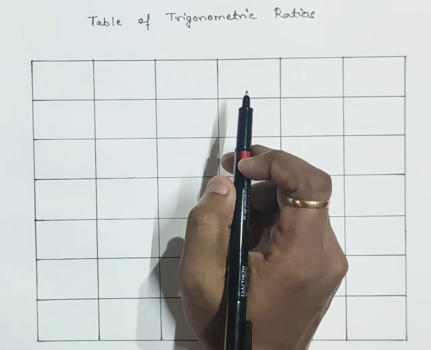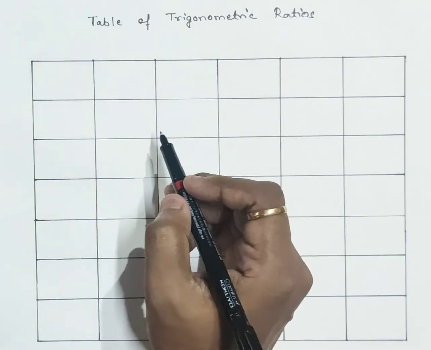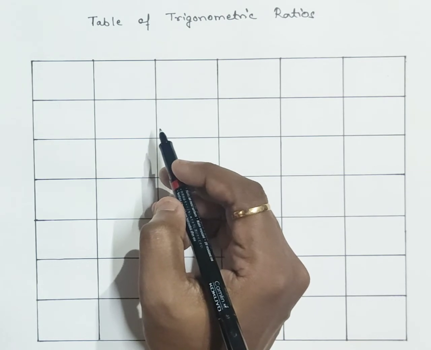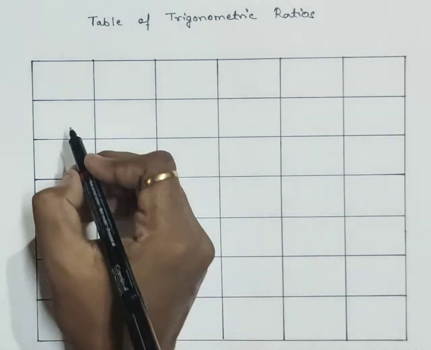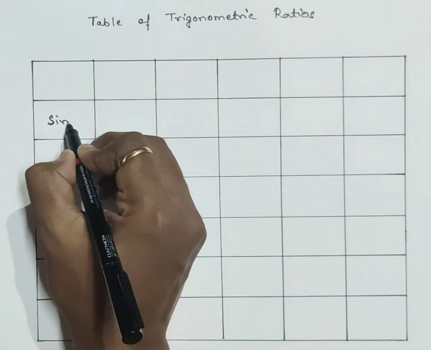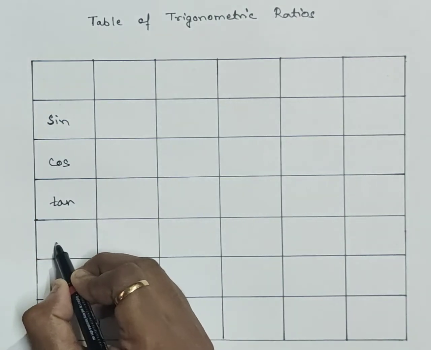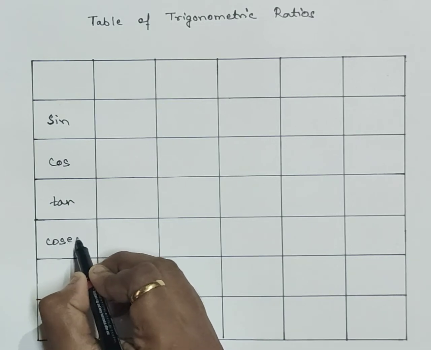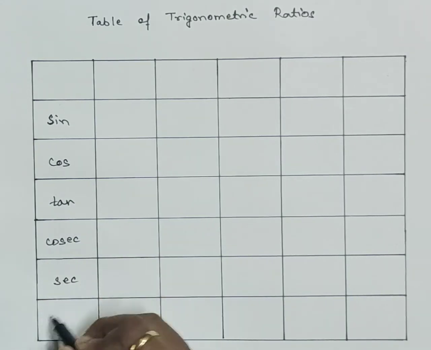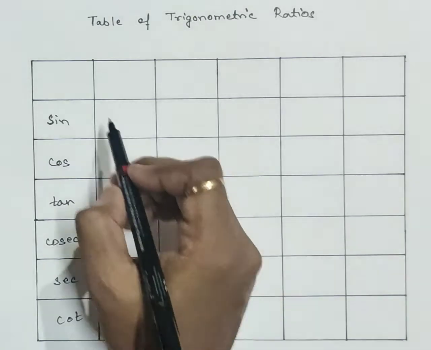So let's start. First we will draw the table as I have already done earlier. Now we will write down the ratios in the first column. The ratios are sine, cos, tan, cosec, sec, cot. Now we will write down the angles 0 degree, 30 degree, 45 degree, 60 degree, 90 degree in the first row.